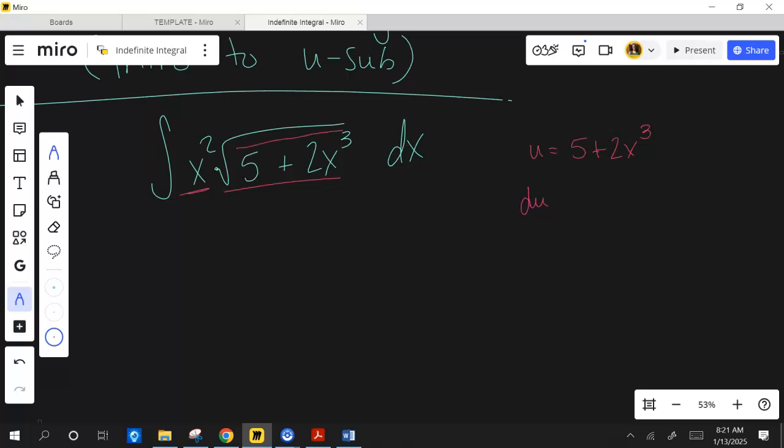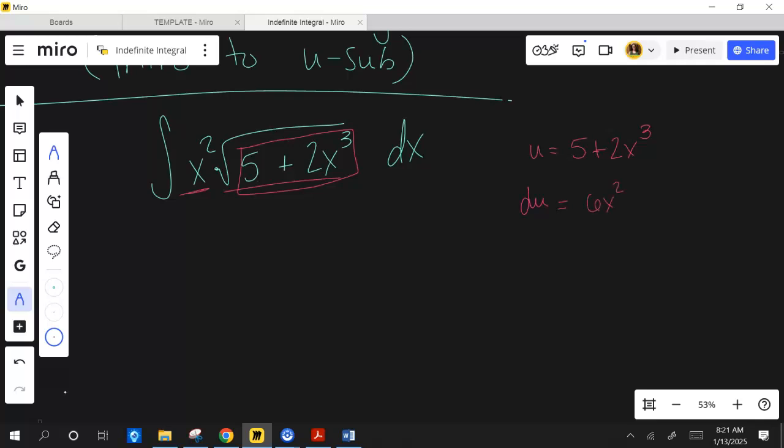I'm letting u be this function, and I'm going to think about this as being the square root of a function. I'm going to let 5 plus 2x cubed be the function. The more you do these, the more you'll see it. Stay with me for just a minute. What is the derivative of 5 plus 2x cubed?